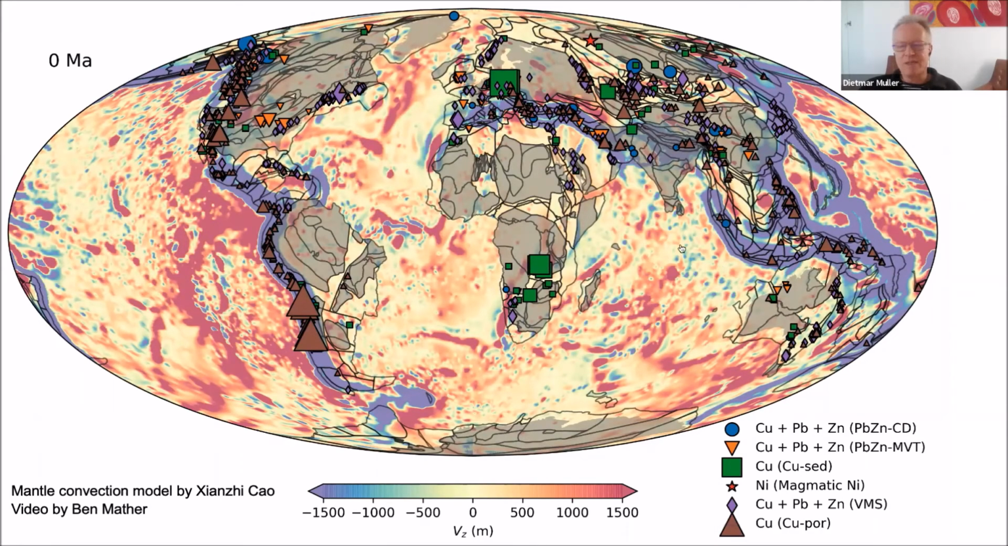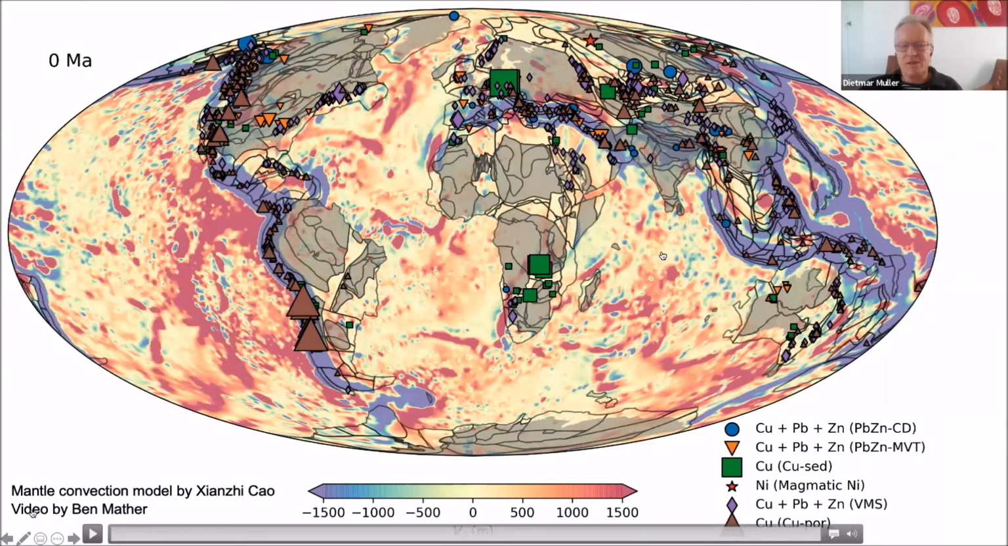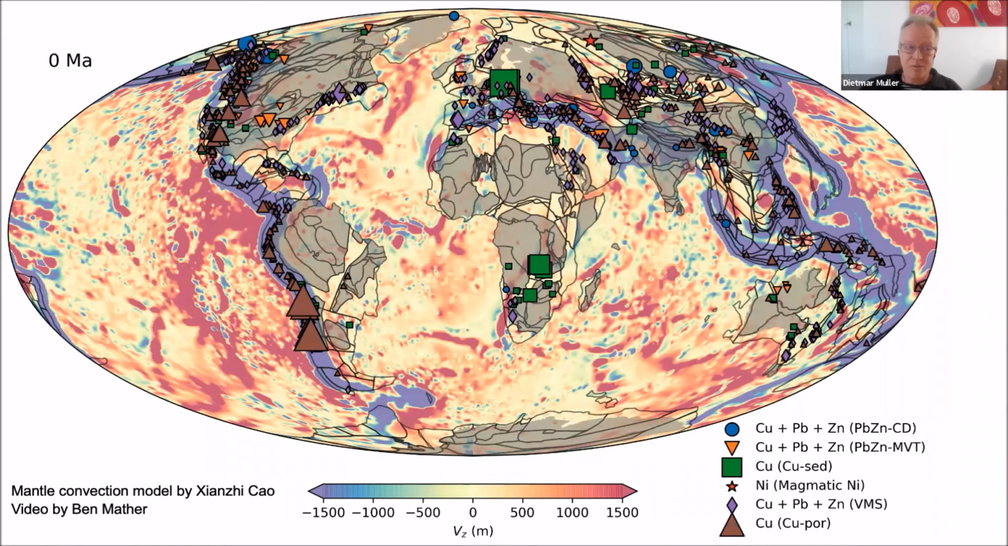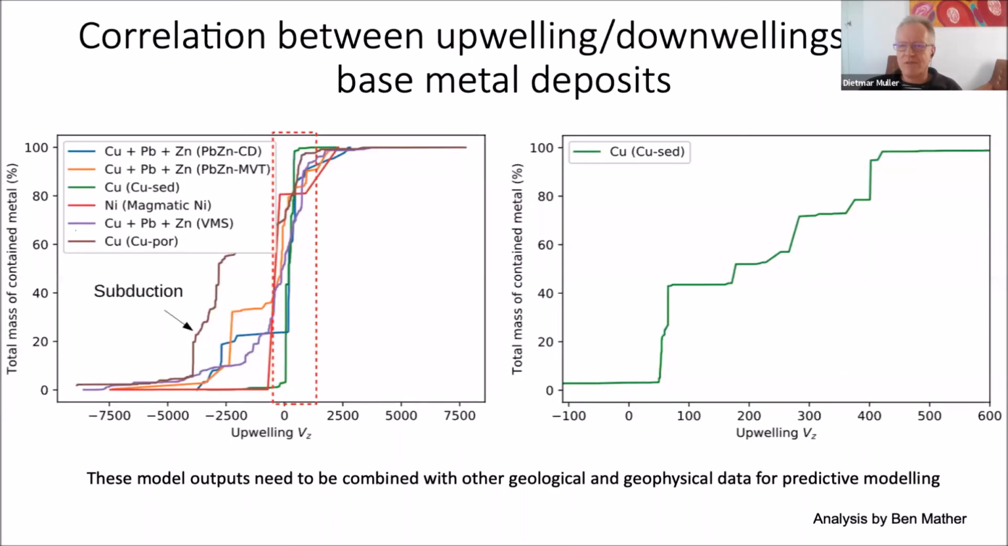Right? And so we can use this association to explore whether there's a connection between upper mantle upwellings or downwellings and base metal formation in rifts along craton edges. Right? Now, if we do that, Ben has created these two plots where we see the upwelling or downwelling velocity. Negative upwelling velocity is downwelling here, right? On the x-axis, and the total mass of contained metal as a function of this quantity shown as a cumulative distribution graph, right? And there's a few things that you can see right away.